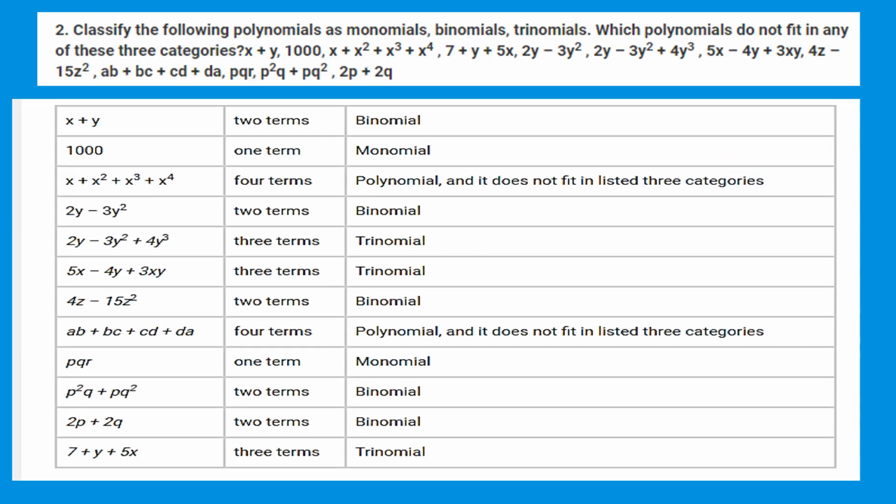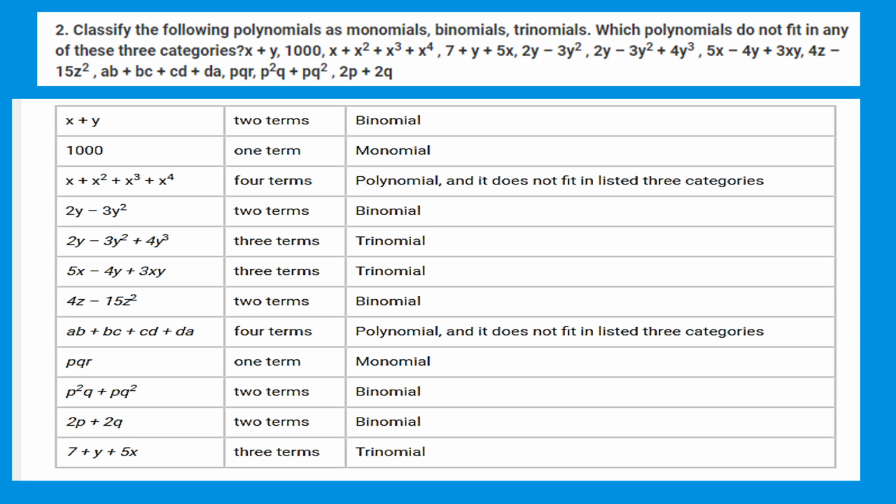Next one, classify the following. You have to say whether it is a monomial, binomial or a trinomial. Let's see. Now the sums are being given one below the other. Seeing the terms you can write. How many terms are there? 2 terms. So when there are 2 terms, what is it considered? Binomial. If there is only one term, it is considered as a monomial.